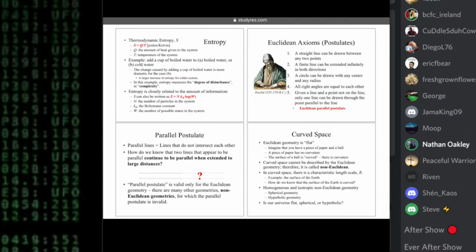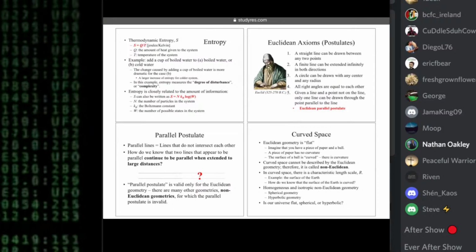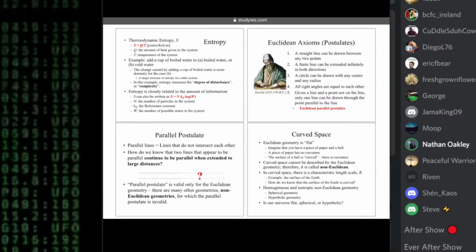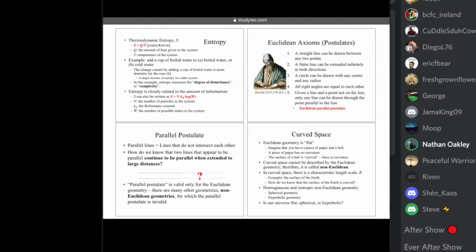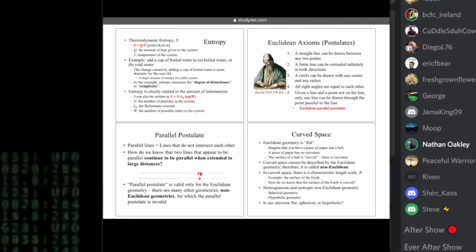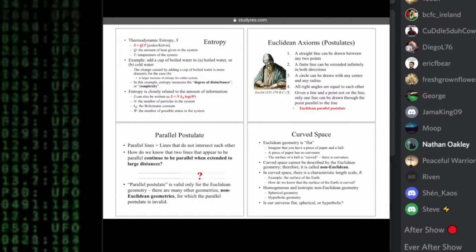Number four, all right angles are equal to one another. And number five, given a line and a point not on the line, only one line can be drawn through the point parallel to the line. That is the Euclidean parallel postulate. So parallel lines are lines that do not intersect each other. That was what we saw in the first slide, with the artificial horizon parallel to the celestial horizon or the equatorial plane. The parallel postulate is valid only for Euclidean geometry.